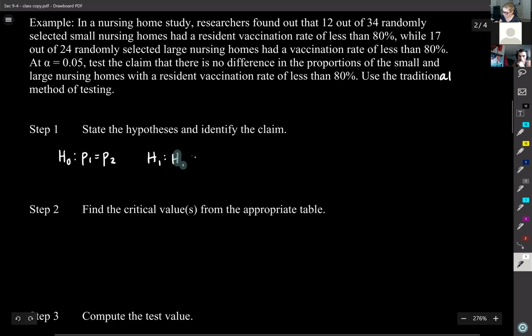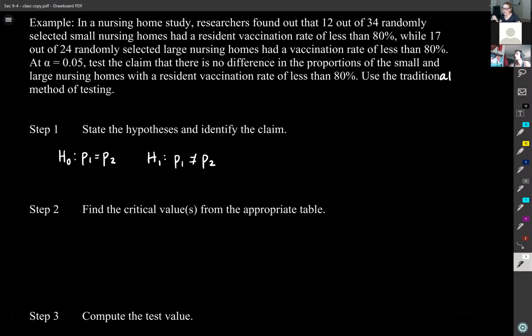Oh, I wrote H1 again. Oh my gosh. Hold on. P1 is not equal to P2. It doesn't say anything about it being less than or greater than in the proportions. It just says something about there being a difference. So our alternative hypothesis is going to be that they're not the same. It can be one is greater than the other or one is less than the other, as long as there's some form of a difference. But our claim actually says that there is no difference, so that means our null hypothesis is going to be the claim here.